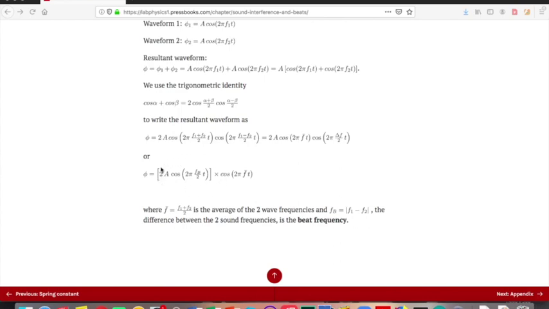However, the overall wave is modulated by this term, and this is where the beat frequency kicks in. This is what dictates the beat frequency, where FB is the beat frequency, and it's the difference between the two wave frequencies. This is important for the coding and how students can write the code for the beat.